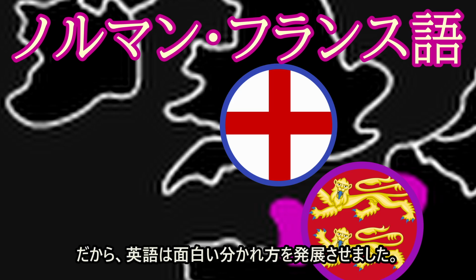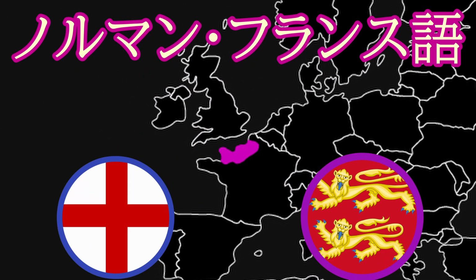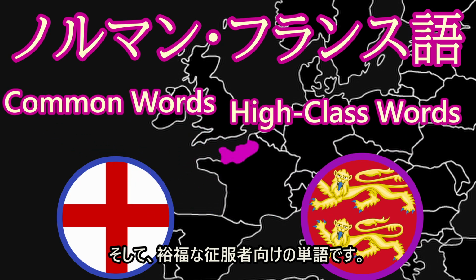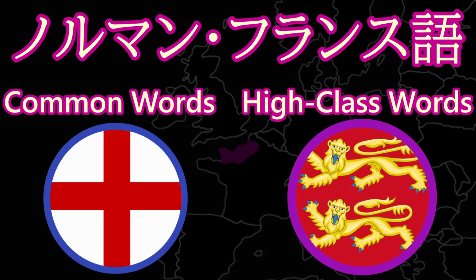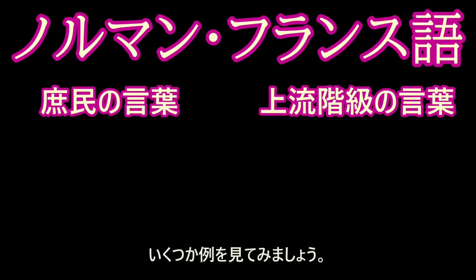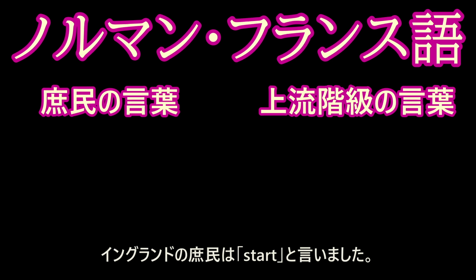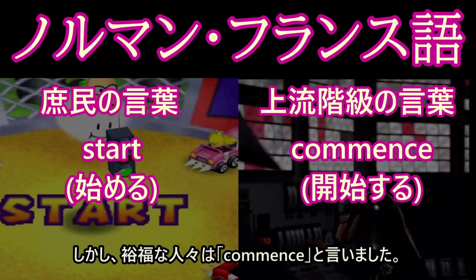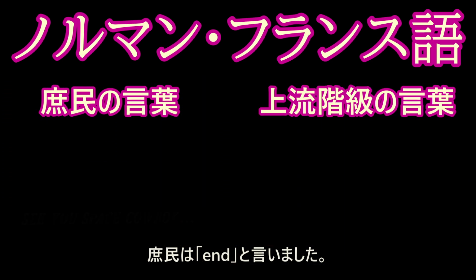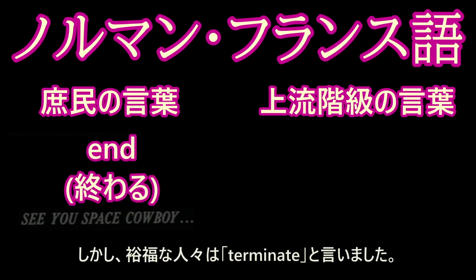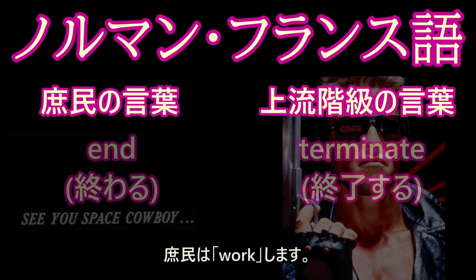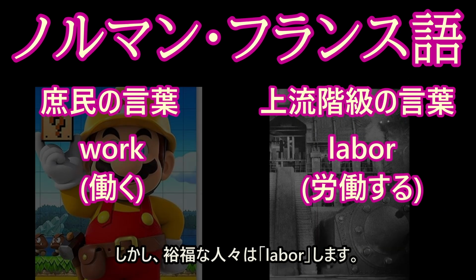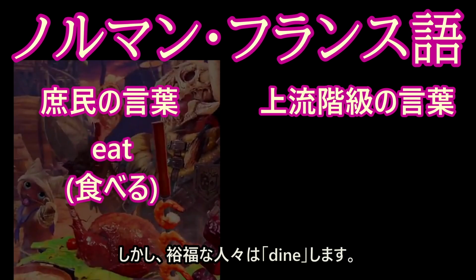So English developed an interesting split. Words that were for commoners and words that were for the wealthy conquerors. Let's look at some examples. Commoners of England said start, but the wealthy now said commence. Commoners said end, but rich people said terminate. Common people work, but rich people labor. Commoners eat, but rich people dine.